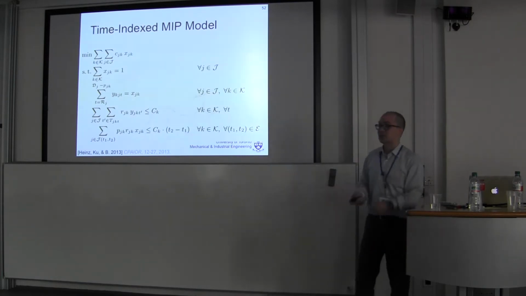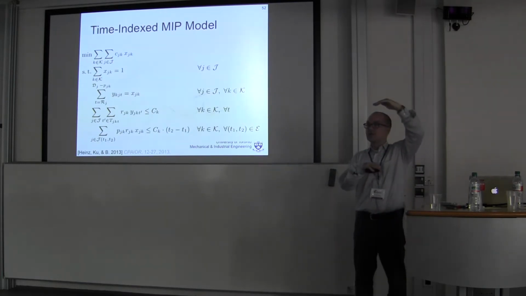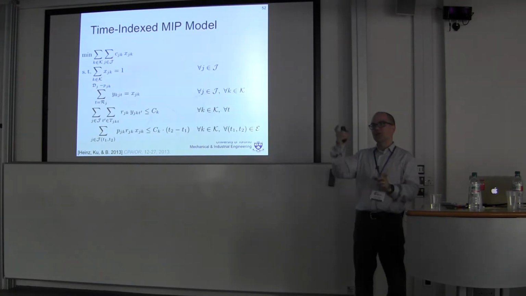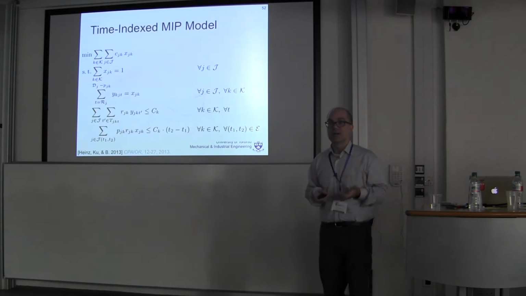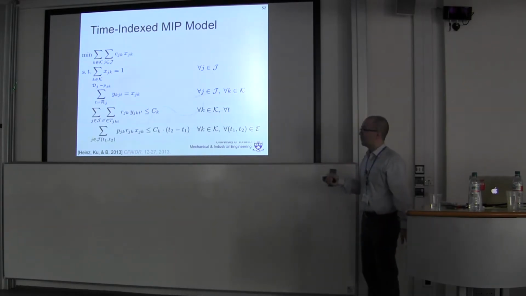However, if you think about the disjunctive model, and you think about the fact that we've got a cumulative constraint, it's kind of difficult to figure out how you can do disjunction with a cumulative constraint. Okay, so a disjunctive model is not going to work here. So we have to do this time index model.